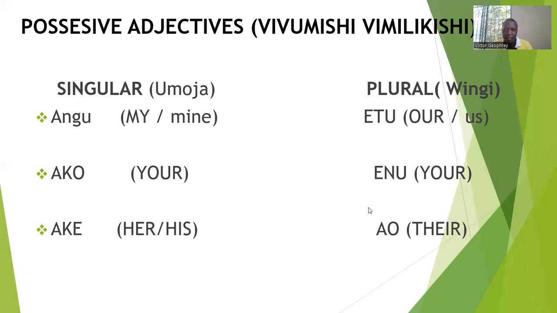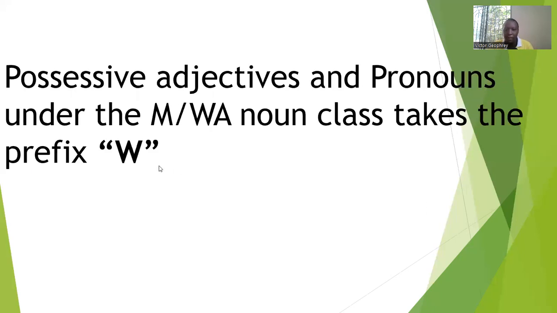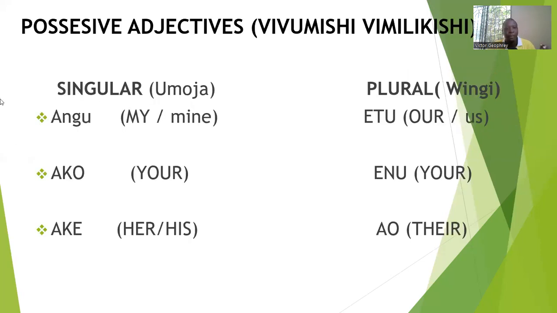Now, remember the principle that we started with: for possessive adjectives under one noun class, you just add the prefix W in front of that possessive adjective. You get me? Remember, this is only applicable to the nouns that are under one noun class, the nouns that start with M in singular and start with wa in plural. For these possessive adjectives you add W. So over here we add W, so it will be wangu.